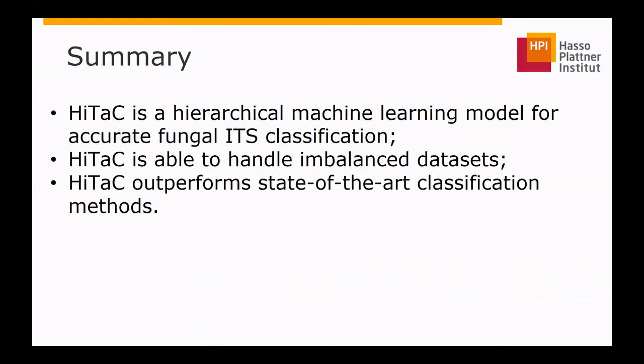In summary, HiTaC is a hierarchical machine learning model for accurate fungal ITS classification. HiTaC is able to handle imbalanced datasets and outperforms state-of-the-art classification methods on ITS datasets available in the TAXXI Benchmark, consistently achieving higher accuracy and sensitivity across different taxonomic ranks, especially on lower taxonomic levels such as genus and species.